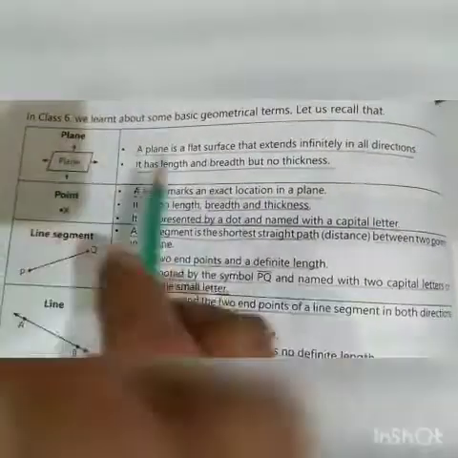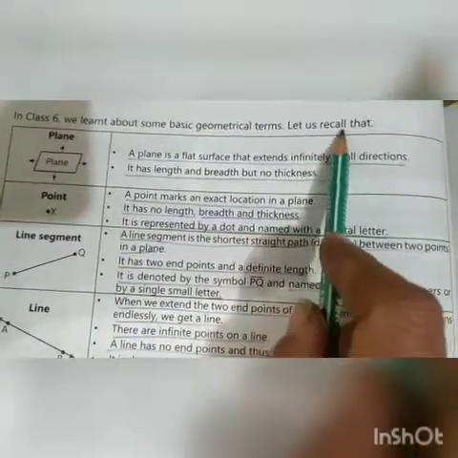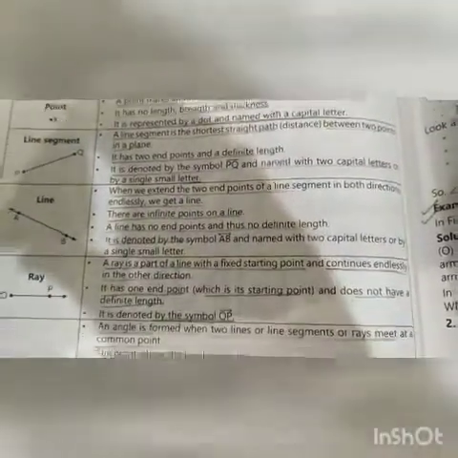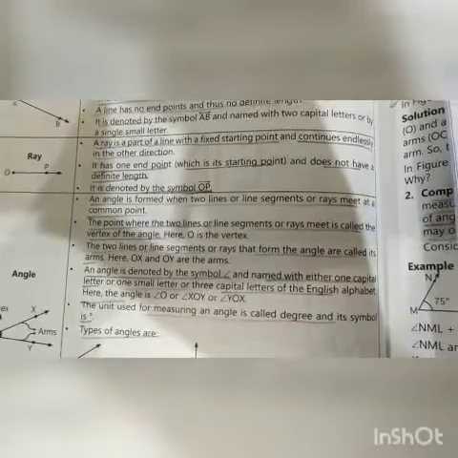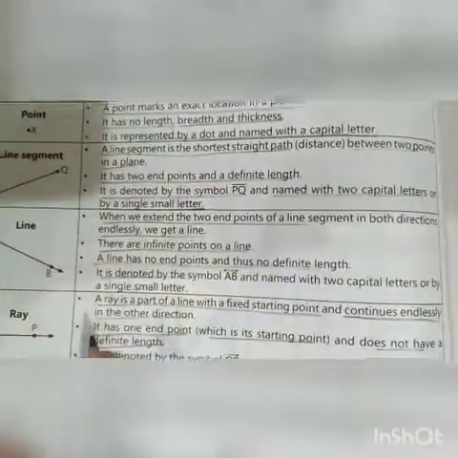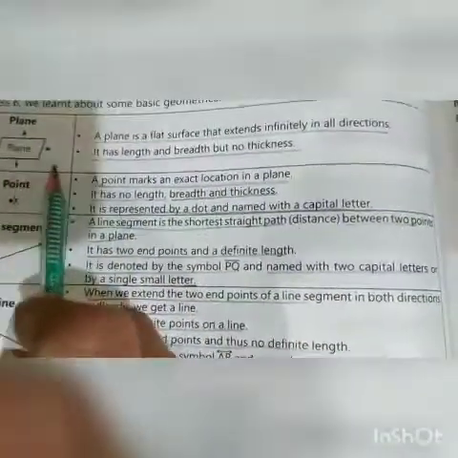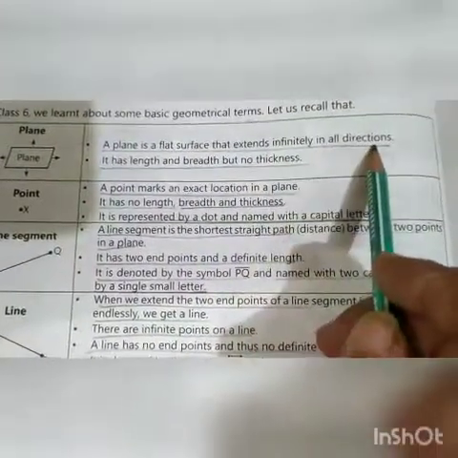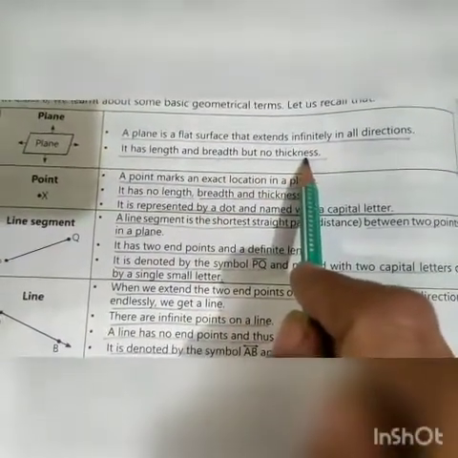In class 6 we learnt about some basic geometrical terms. Let us recall that. All these terms you have already studied in class 6. So students, again I am explaining these terms. First term is plane. A plane is a flat surface that extends infinitely in all directions. It has length and breadth but no thickness.